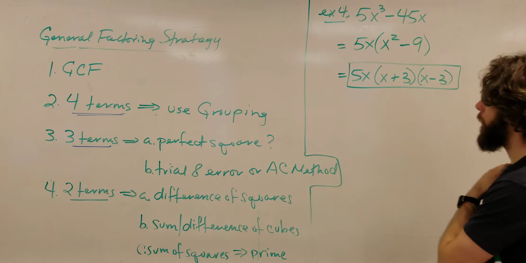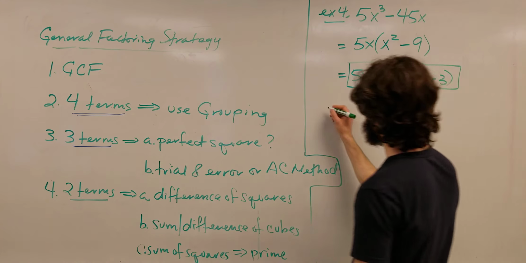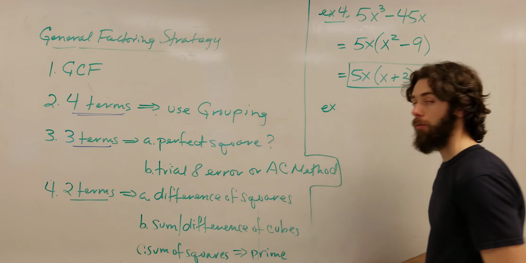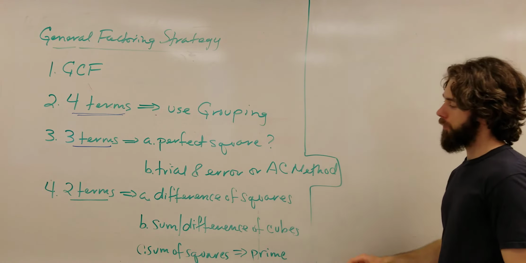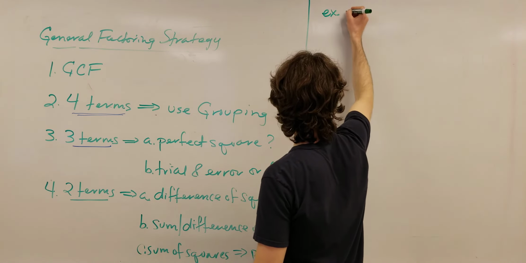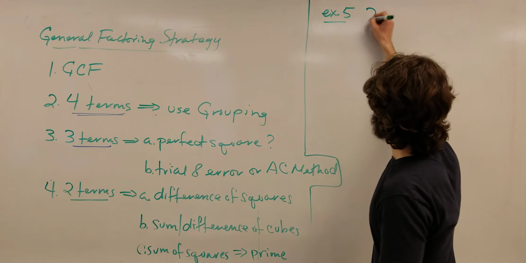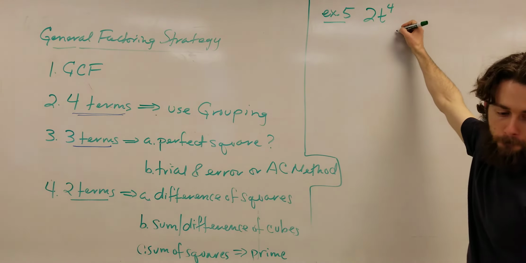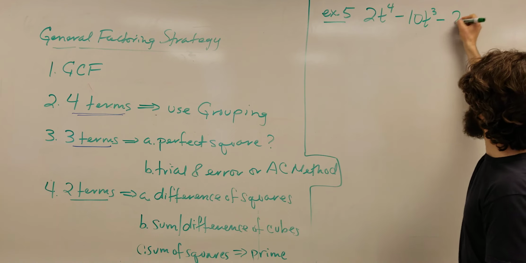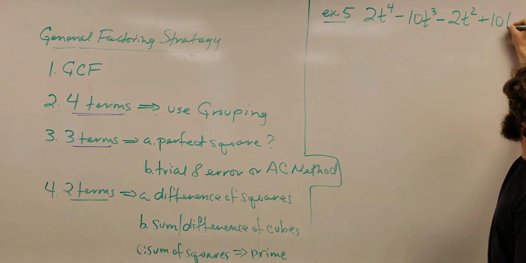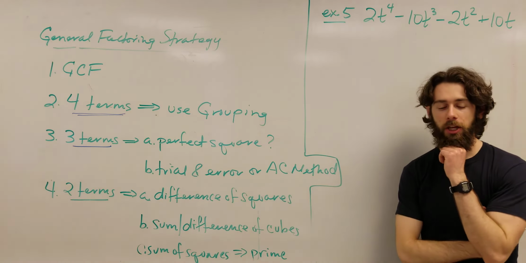All right, let's do one more, put it all together. Actually, we'll maybe take the whole space for this. So, example 5. Let's try to factor 2t to the 4th minus 10t cubed minus 2t squared plus 10t. So take a second and think about that one.